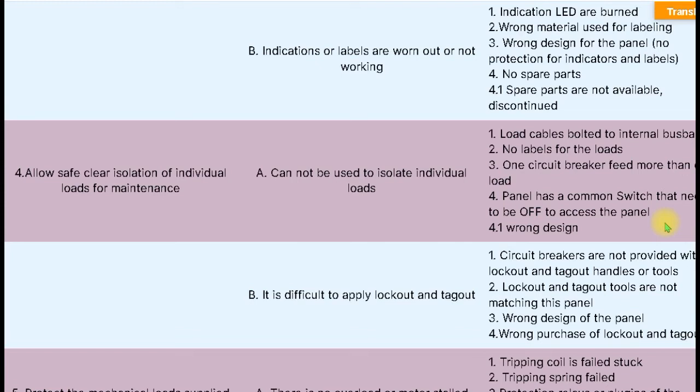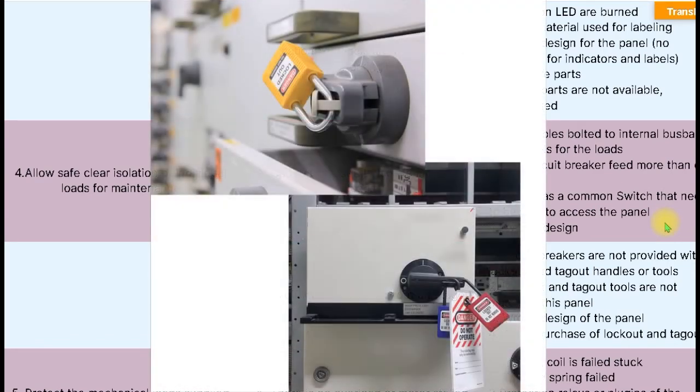Also, provide availability to isolate for maintenance. The panel might not be designed to make safe protection. Loads are directly bolted to the bus bars, so you cannot make some safe protection. Some of the sheet panels are like this. There is a main switch handle on the top, so you either switch off the complete panel, you cannot switch off the individual loads. Some panels cannot apply lockout and tag out.